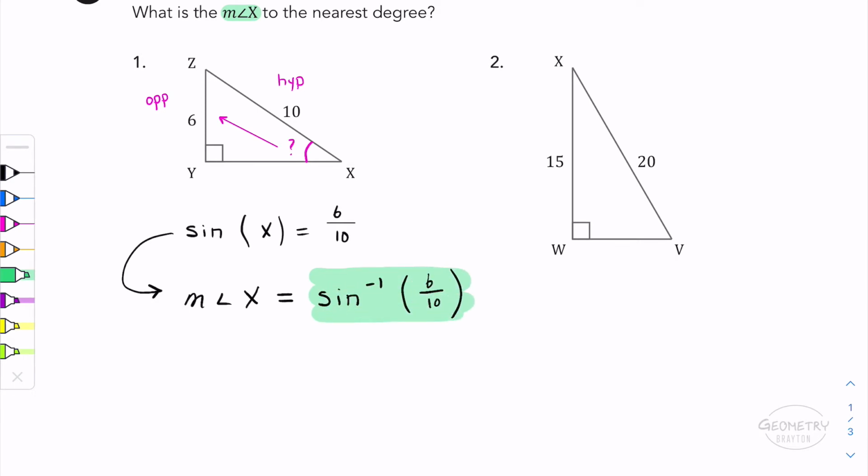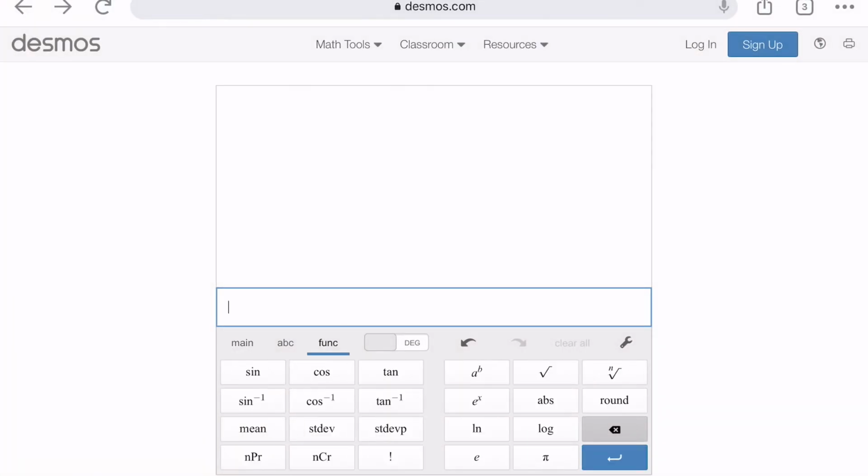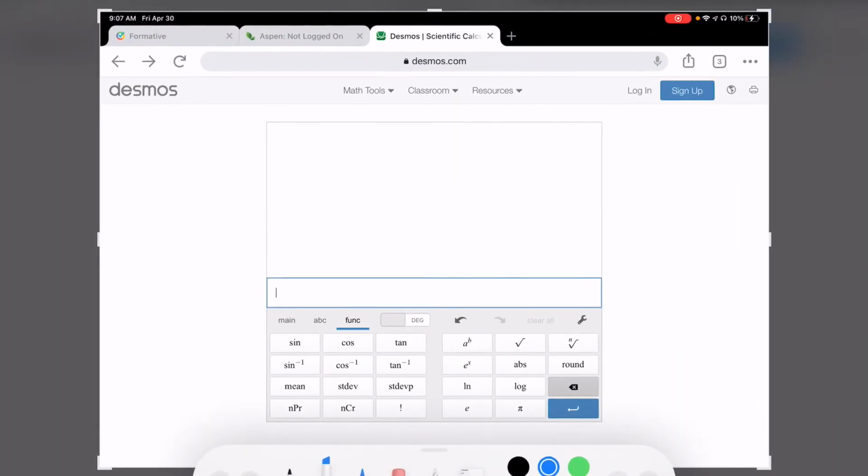If we go to Desmos Scientific and hit function, you can see that the second row down under function is sine, cosine, and tangent, the inverse values of these. I just screenshotted my screen so I can highlight what I'm talking about. I'm talking right here. You click on function and then you use the inverse values.